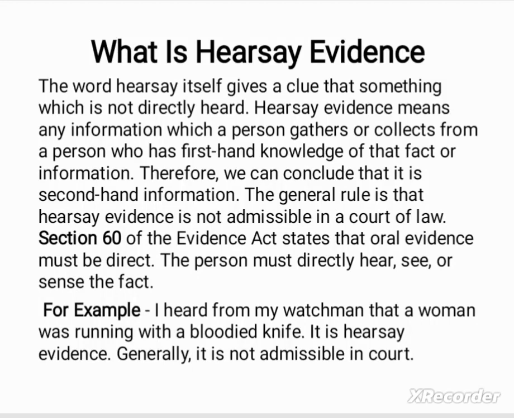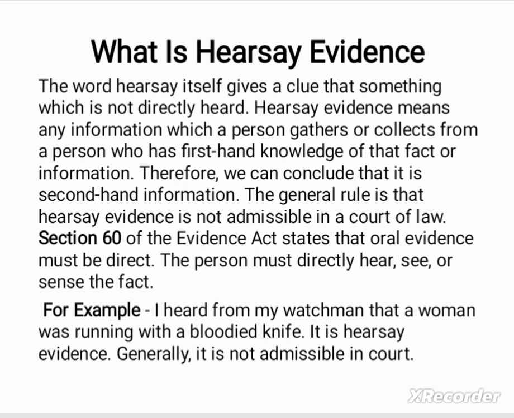Hearing anything by hearsay denotes that it was not personally heard. Any information obtained from a source that has first-hand knowledge of a fact or piece of information is referred to as hearsay evidence. We can thus infer that it is based on second-hand information. In a court of law, hearsay testimony is typically not accepted.